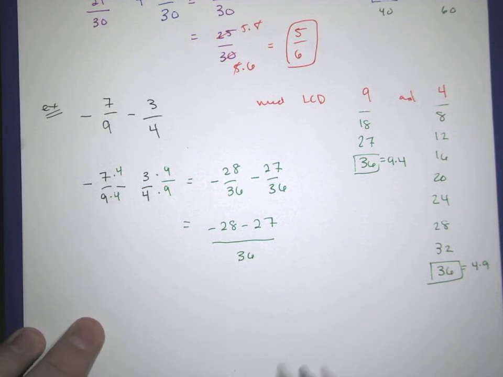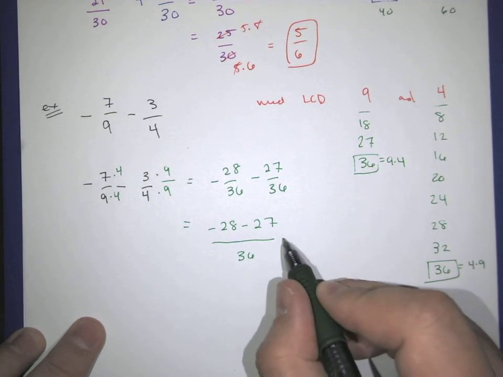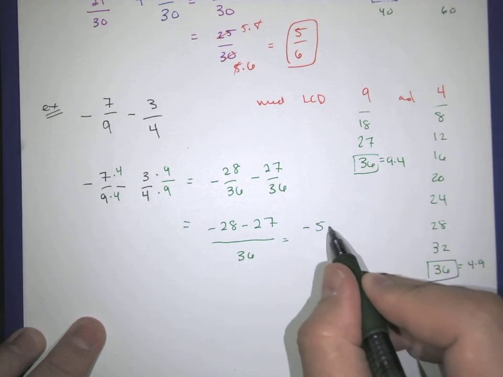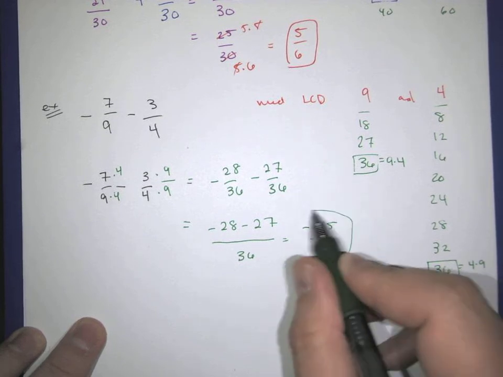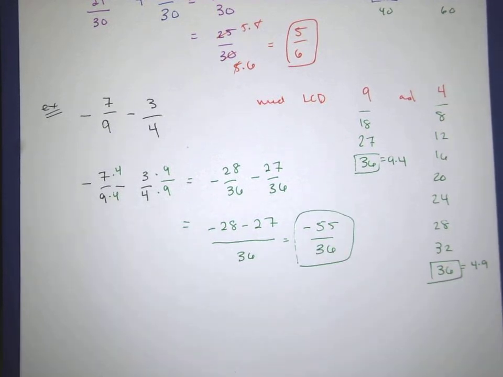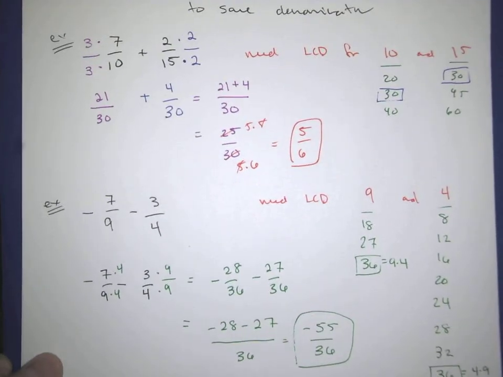Because if this was 30, then this would be 57, so 28. So this is going to be negative 55 all over 36, and no common factors there. 55 would be 5 times 11, and 36 would just be 4 times 9. It's really just 3s and 2s. So far, so good, I hope.